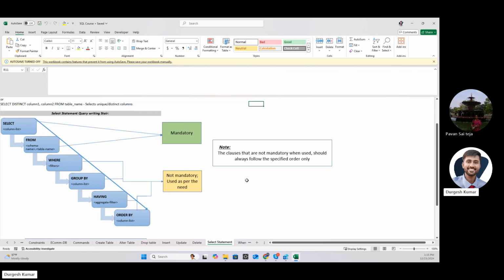Any difficulties remembering these points? Okay, I have one magic for you. So how to remember this? Because it's a very, very important question. It will be asked in your interview also. What is the order of writing? You should remember it like this: select, from, where, group by, having, and order by.